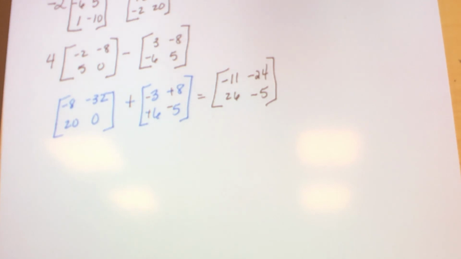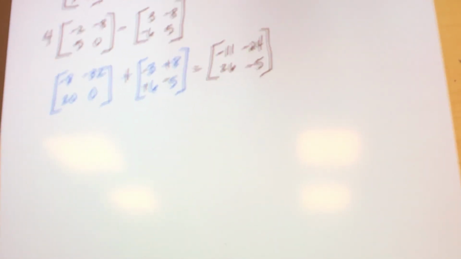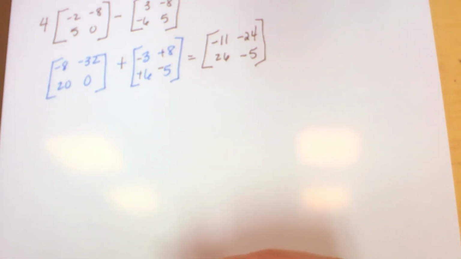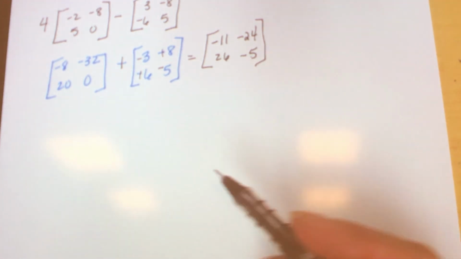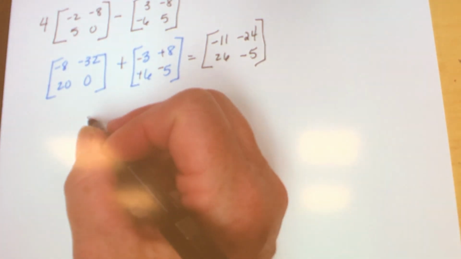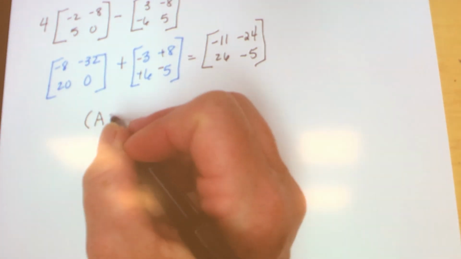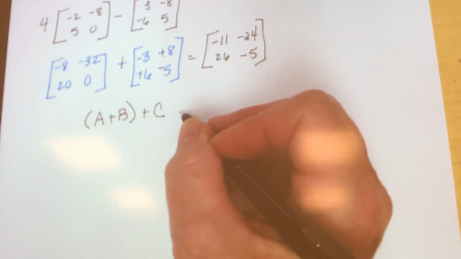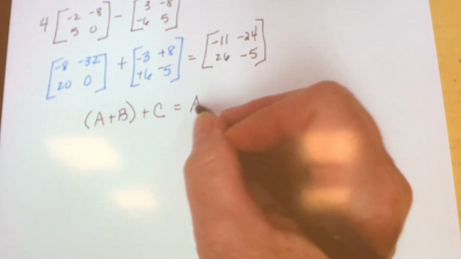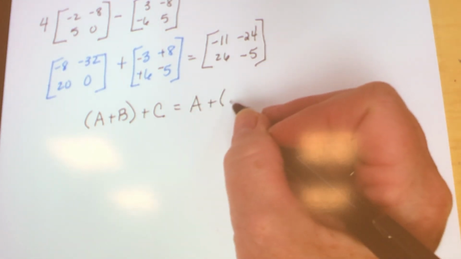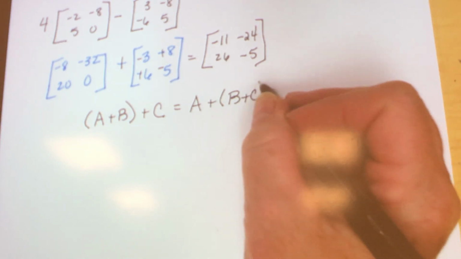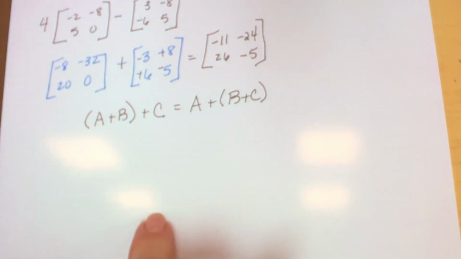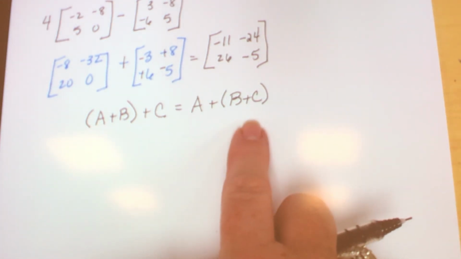Anybody got a question? Okay, so let's talk about some properties. Some properties that hold true with matrices. So here's one of them. If I take matrix A and I add it to matrix B, and then I add matrix C, I'll get the same thing as if I add B and C first, and then add A. Does anybody know what property this is?